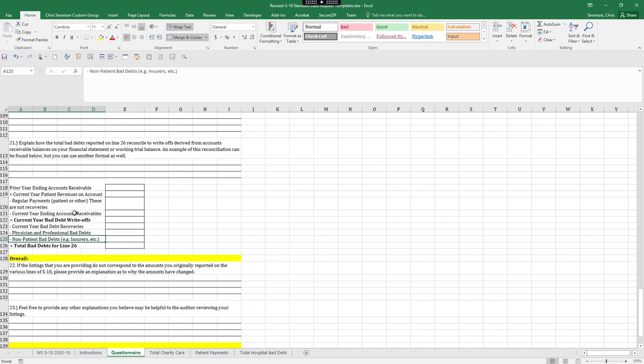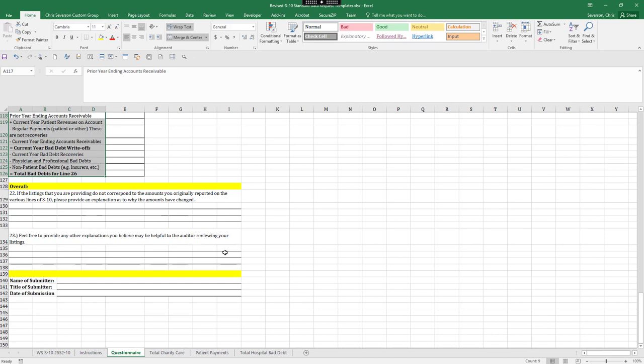So this is not the only format that's allowable for a reconciliation. This is just an example. If you have another way of reconciling amounts from your financial statements to what you've reported on line 26, certainly feel free to submit that as well. We just need to see how you got from one amount to the other.